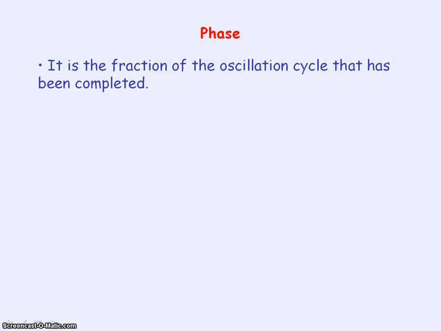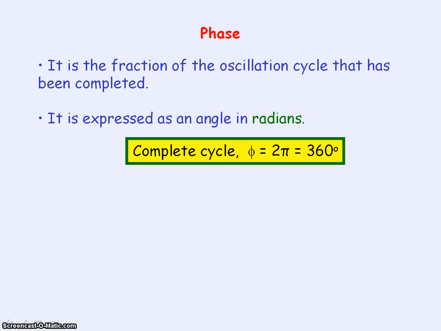Phase is the fraction of the oscillation cycle that has been completed, and this fraction is expressed as an angle, which is measured in the units of radians. For one complete oscillation, the phase will equal 2 pi radians, which is equal to 360 degrees.